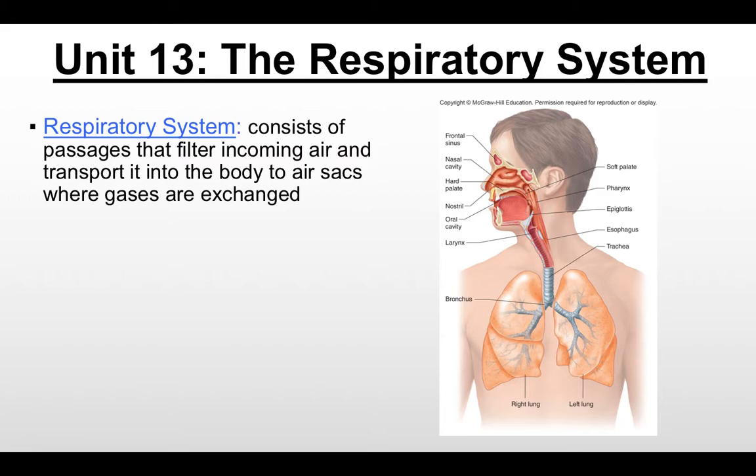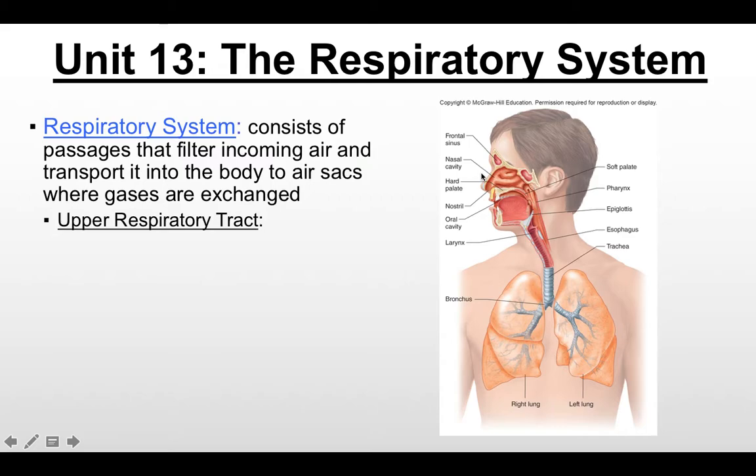So we discussed carbon dioxide and oxygen a lot when we were talking about blood and when we were talking about the cardiovascular system. So this is the other half of that story. How do we get the oxygen in and the carbon dioxide out?